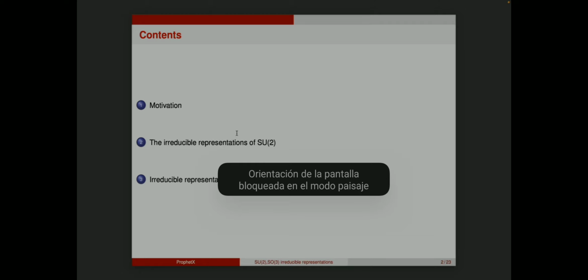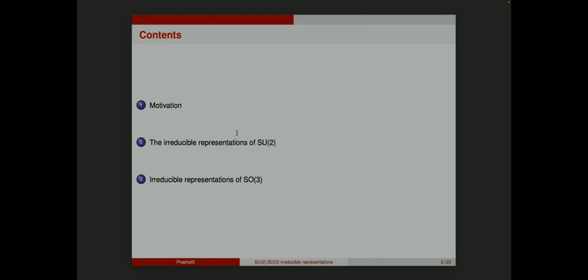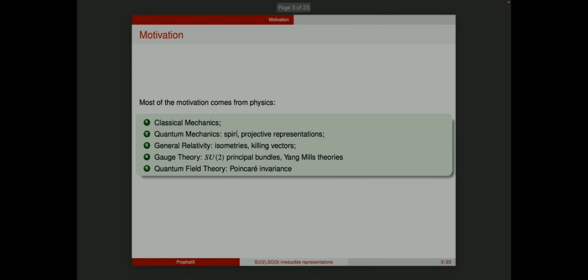And why are SU2 and SO3 of specific importance, especially in physics? And then we're going to discuss irreducible representations of those without using Lie algebras. Okay, so the motivation: as I'm a physicist, I try to give mostly physical motivation.